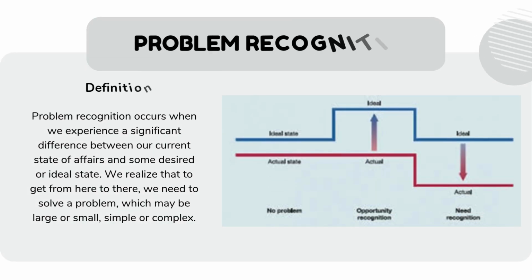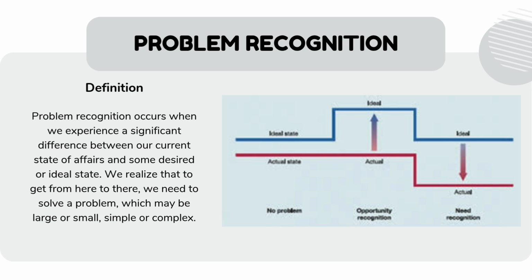Problem recognition occurs when we experience a significant difference between our current state of affairs and some desired or ideal state. We realize that to get from here to there, we need to solve a problem, which may be large or small, simple or complex. This recognition can be triggered by various factors, such as a product malfunction, a change in personal circumstances, or exposure to new information that creates a sense of need or desire.